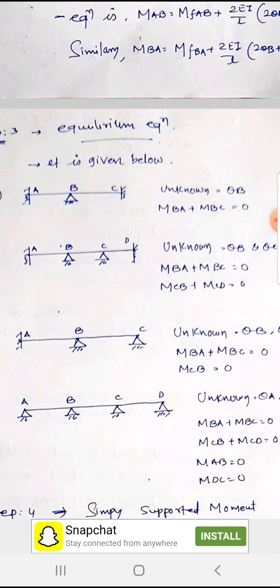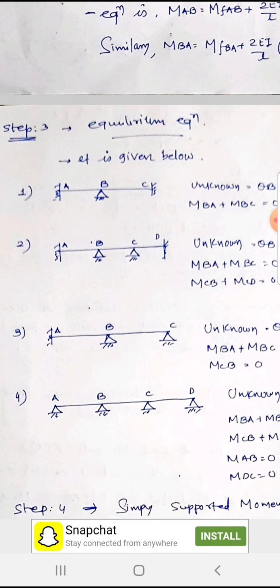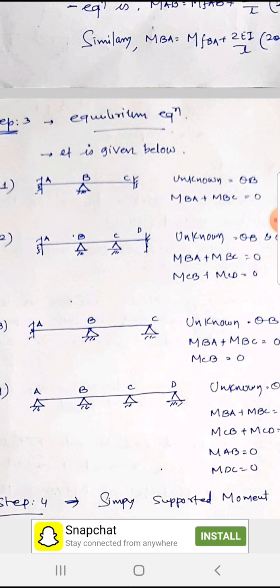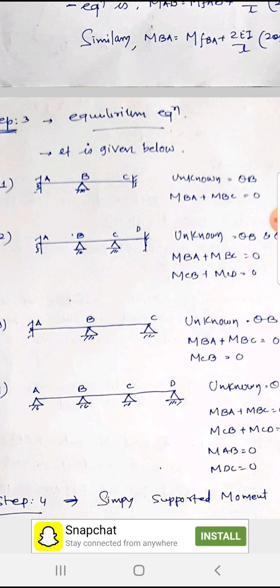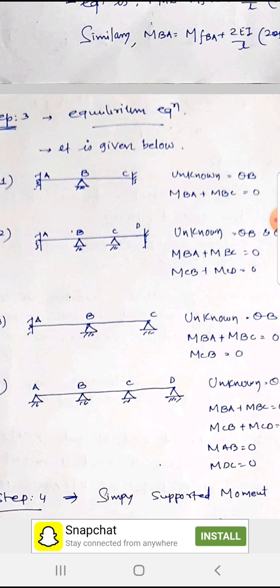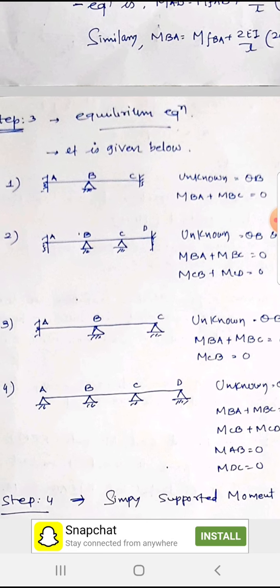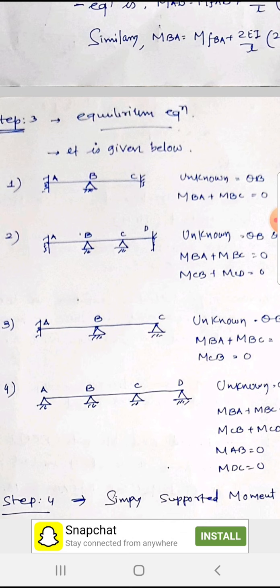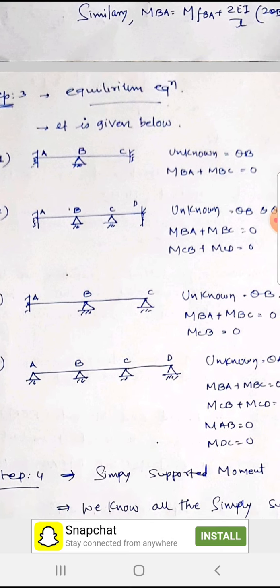So the unknown is theta B, and what we are going to do is balance this rotation with the help of slope deflection. For that we consider that moment from B to A plus moment from B to C should be 0. Summation of moment from B to A plus moment from B to C is 0.